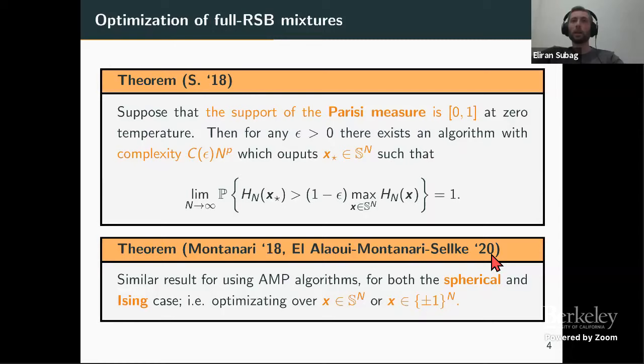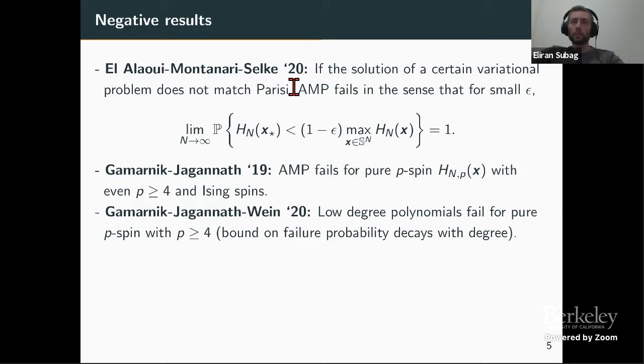And regarding negative results, so in the same work, they show that the energy until which you can optimize, or the best AMP algorithm will produce a certain energy, which they write as a certain variational problem, and you need to check whether it matches the Parisi formula for the maximum energy. And if not, then any AMP algorithm will fail in the sense that I wrote here. Any algorithm will produce a point which would be smaller than a fraction of the maximum. And also there's a result by David and Aukosh Jagannath about AMP in the pure p-spin model with p even larger than four. And an even more recent result together with Alex Wein, they show that low degree polynomials fail for the same models.